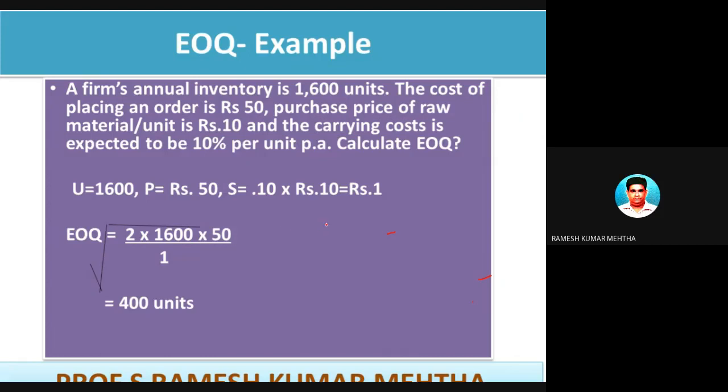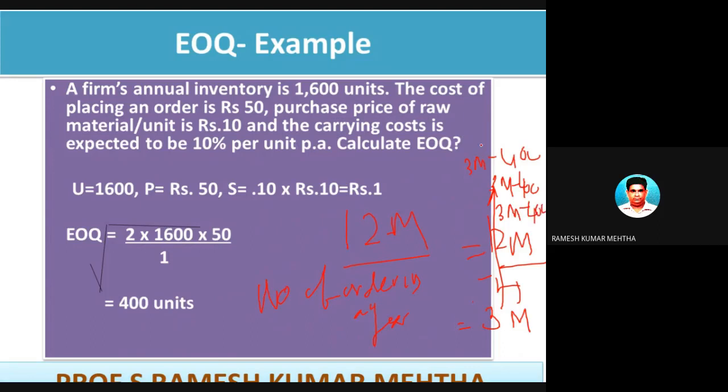The answer for when you are going to order is 12 months divided by the number of orders in a year, that is 12 months by 4 orders, equal to 3 months. It means every 3 months you have to place an order. First 3 months 400, second 3 months 400, next 3 months 400, and last 3 months 400. So in 12 months you will get your annual requirement of 1600 units. I hope you have understood it. Your one is EOQ, number of orders, and when to order.